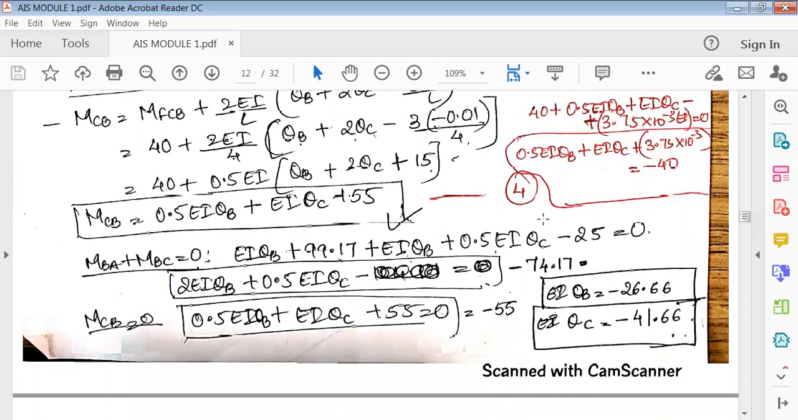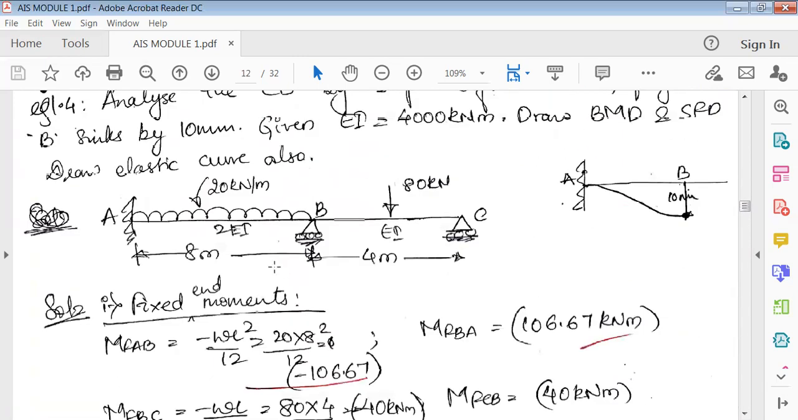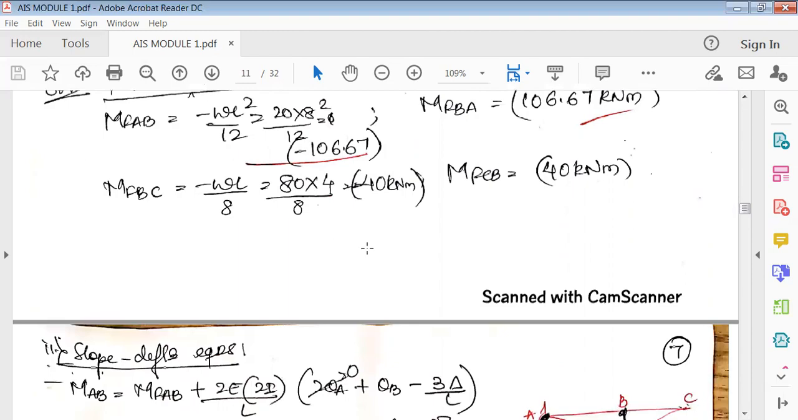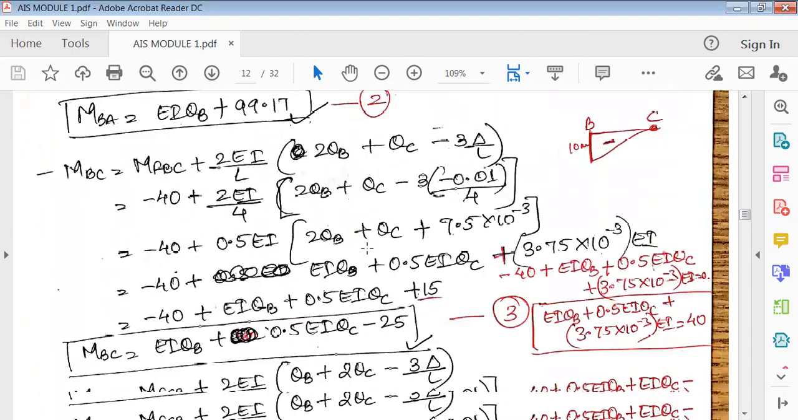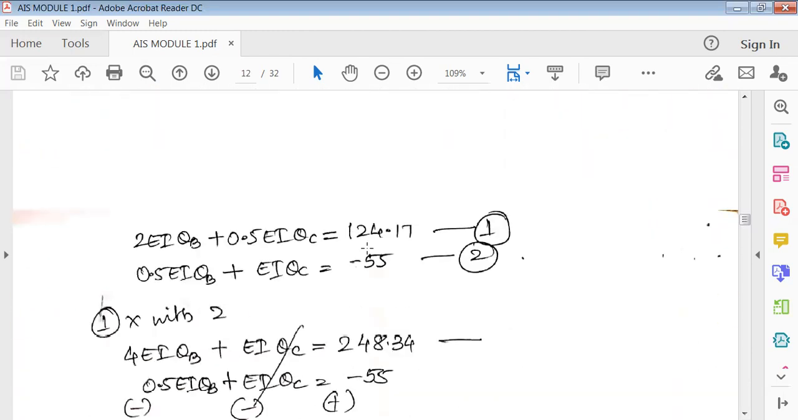So once you get all the 4 equations for all the supports and the members, next you need to calculate the third step, that is joint equilibrium equations. In joint equilibrium equations, just by seeing this you'll get to know MBA plus MBC is equal to 0. That is the first equation. Then MCB equal to 0. That is the second joint equilibrium equation.